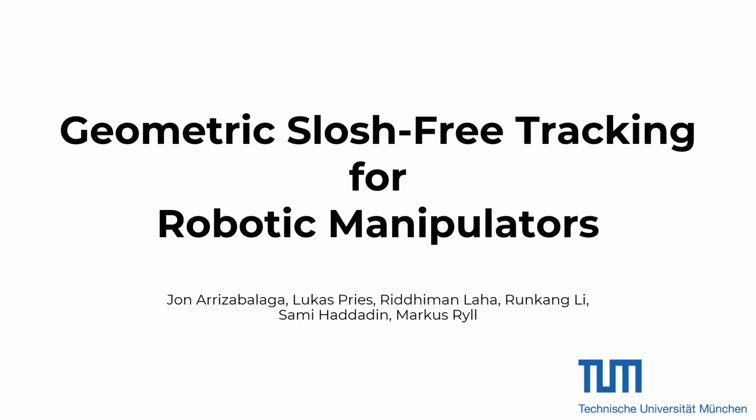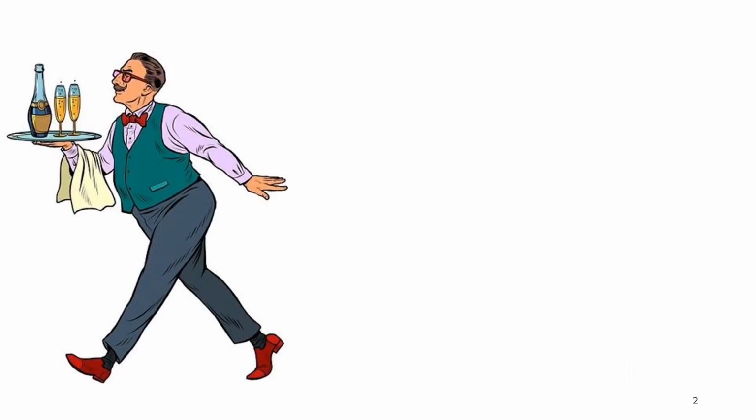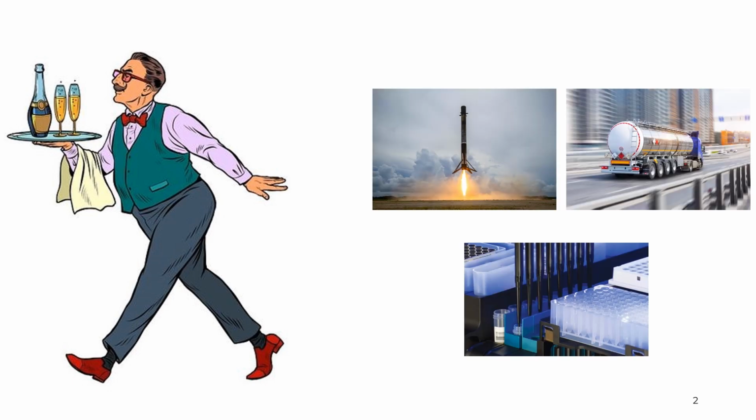Today, I'll be presenting a geometric slosh-free tracking method for robotic manipulators. Our motivation comes from the agile transportation of liquids. An average waiter is able to seamlessly transport multiple filled glasses and dishes while dodging the people that get in their way. Automating these skills would be beneficial to multiple industries, especially those where the transportation of liquids plays a crucial role.